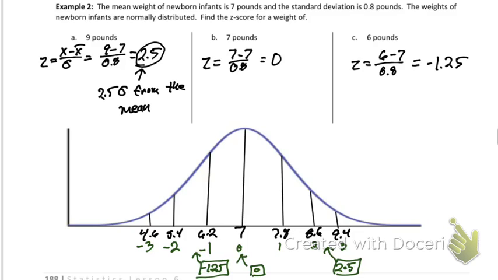Relaying this, the bigger the z-score, the farther you are from the mean. So when we had 9 pounds, 2.5, that's a really big baby compared to other babies. A 7 pound baby was exactly average because the z-score is 0. Negative 1.25, although more than one standard deviation, still isn't too far, because we're looking for that 2 standard deviations to be a really extreme value. So that's how z-scores work. They just work with our standard deviation. They are how many standard deviations you are away from the mean.